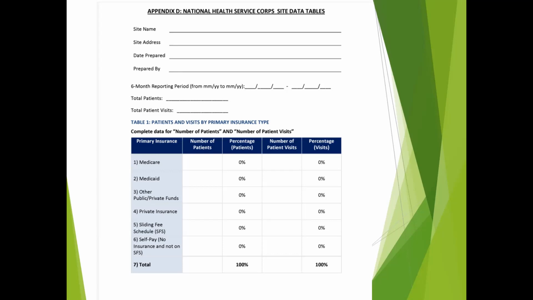And then you're going to report how many total patients within that 6-month period and how many total patient visits. And then we go on to the first table. So this is patients and visits by primary insurance type.